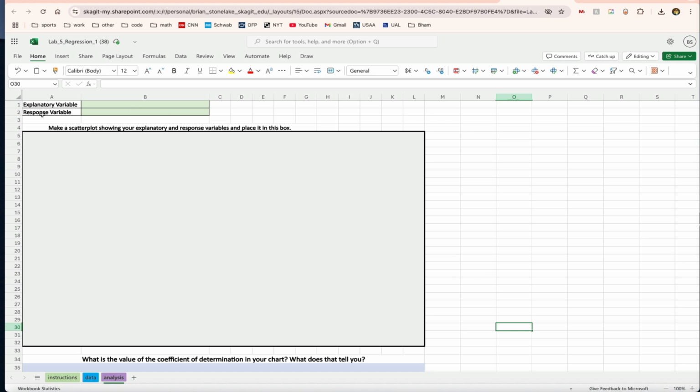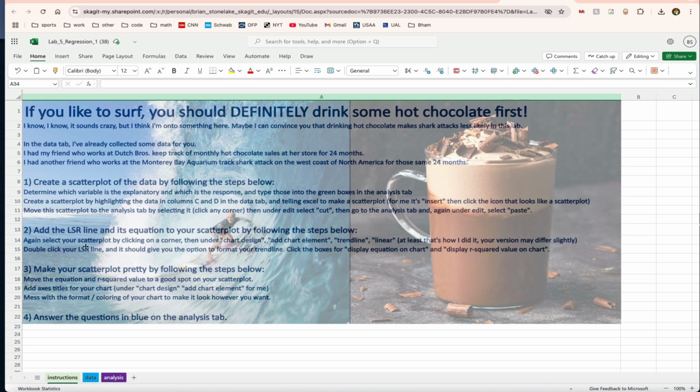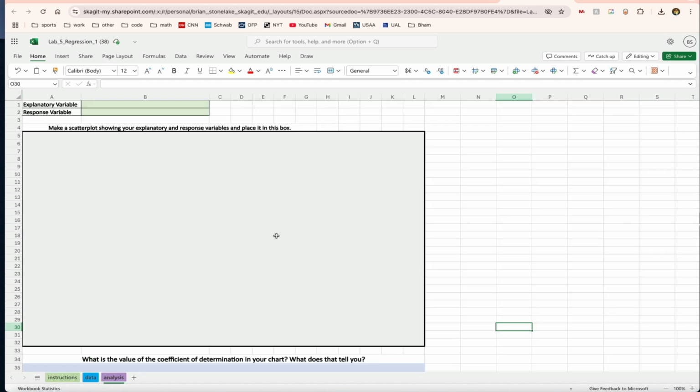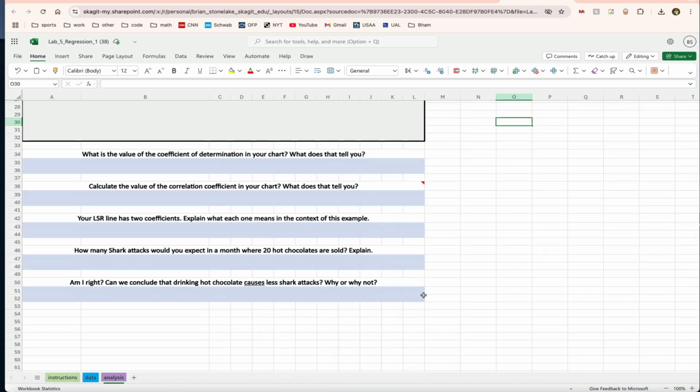You're supposed to identify the explanatory and response variables, and then make a scatter plot, and then add an LSR line to this scatter plot. It's specified in the Instructions tab in step 2. Once you have that LSR line, you can answer all these questions down here. Note that there's a hint for this second one because this second one's a little bit tricky. More on that in just a sec.